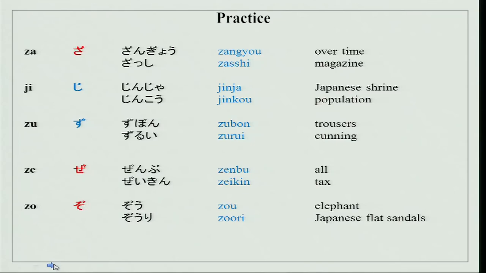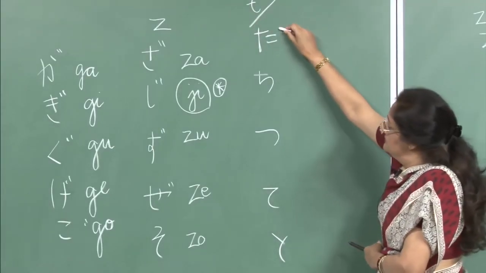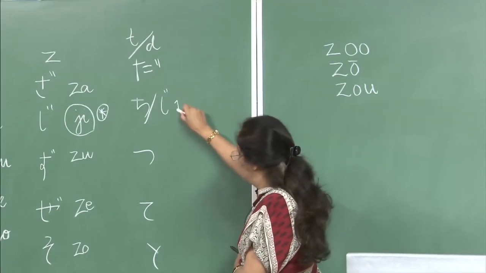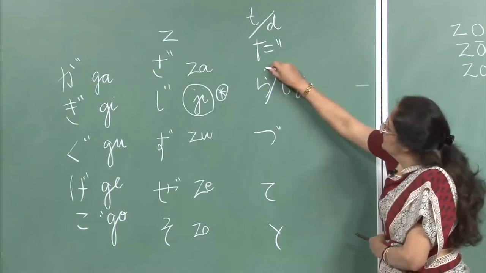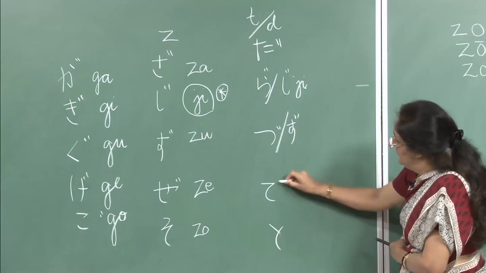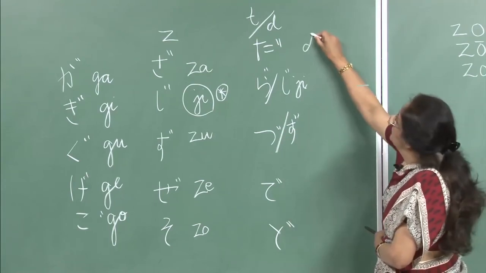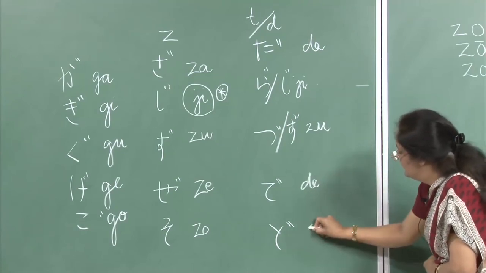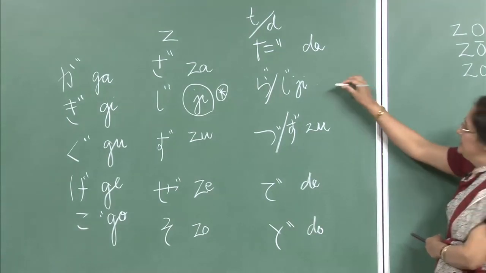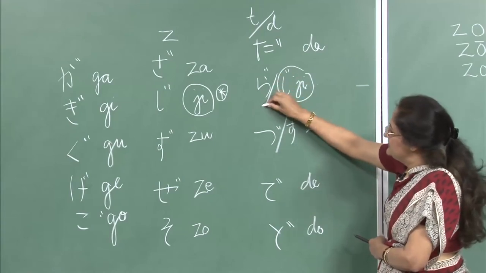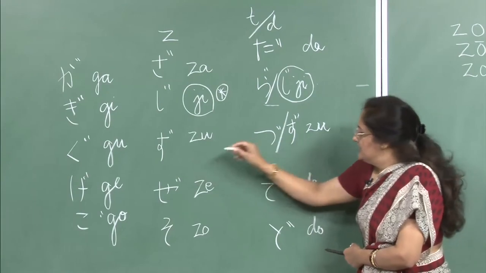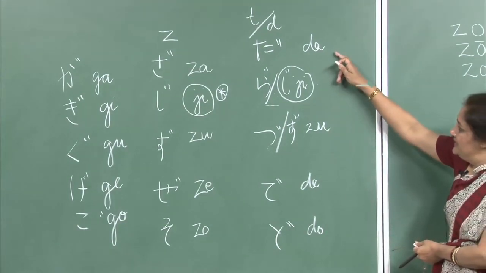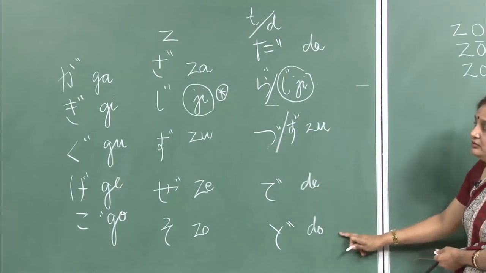Now, we did the ta series, the t series earlier. Now, by just putting this sign again, it becomes the d series. Da, ji, zu, de, and do. Now you will see that this has actually come over here. So this set is not used that much. These two symbols which you see are actually not used in hiragana when you are writing. So we have da, ji, zu, de, and do, please remember that.